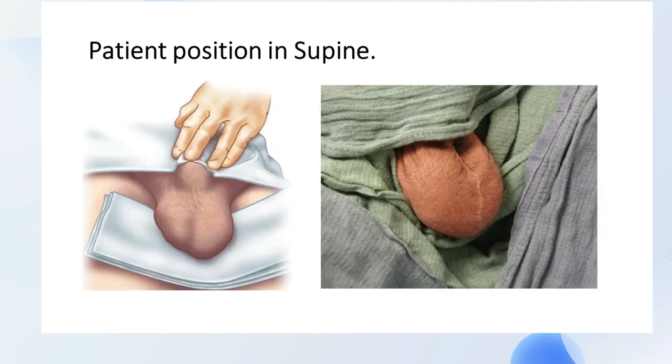So the best position for a scrotal ultrasound scan is when you use two towels. The first towel is here. You're also giving the patient dignity. You have to cover the penis, and also the other towel that you put below the testicles or the scrotum, like this. So this is the best position when you're doing your scrotal ultrasound scan. The same image here.